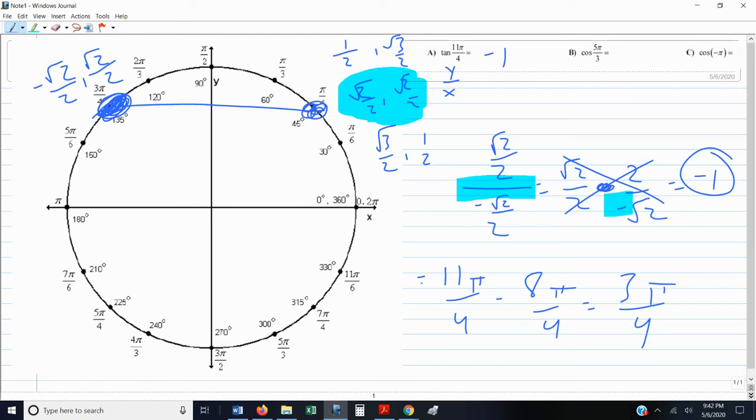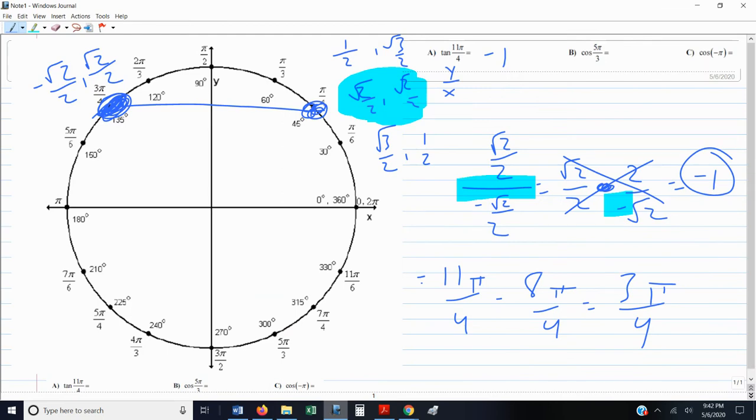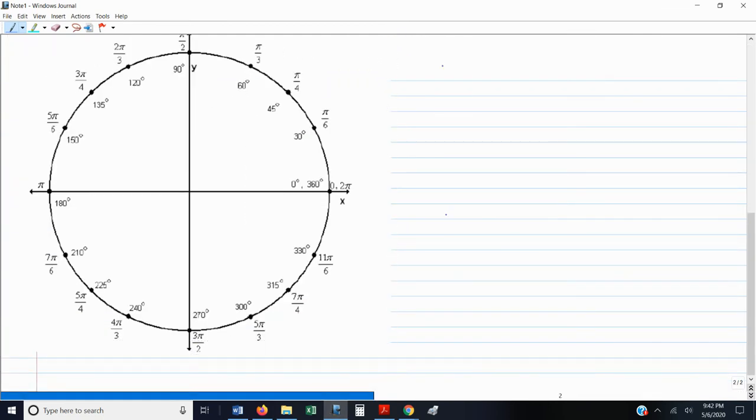Okay, and then let's look at cosine of 5 pi over 3. I'll just grab a clean copy of this for you guys. And then we're doing cosine of 5 pi over 3.